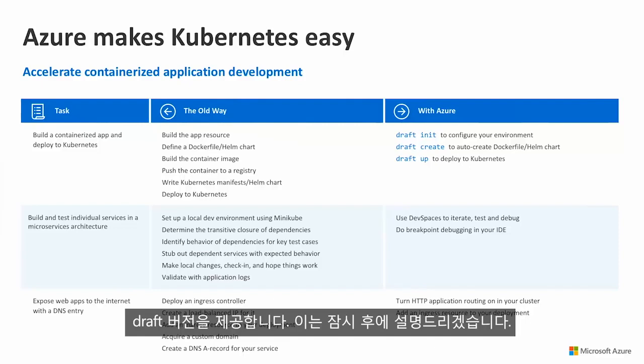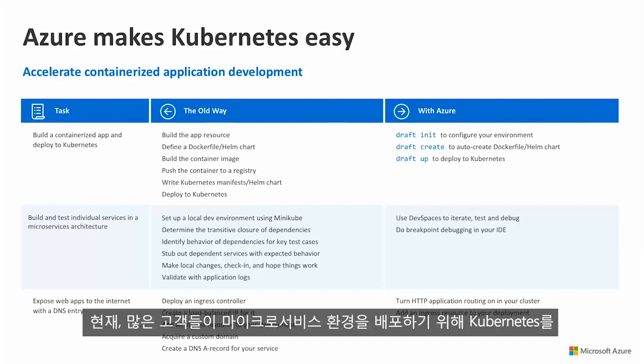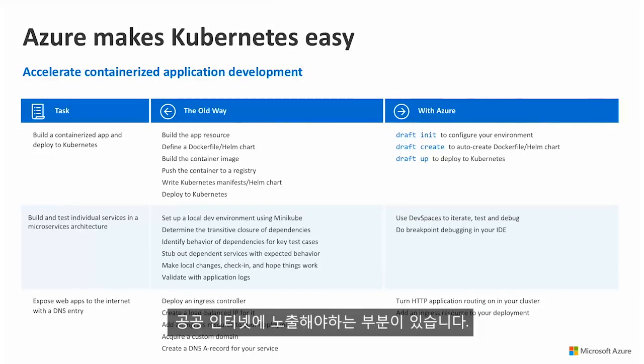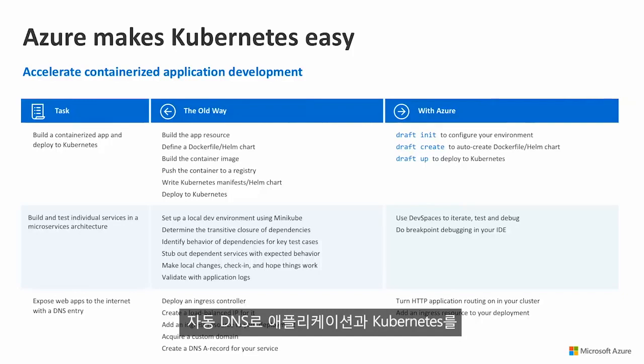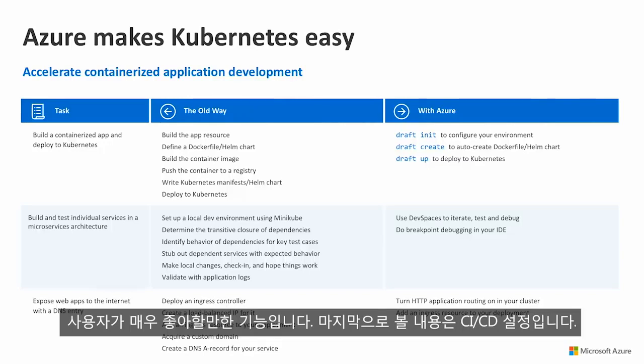The last thing I want to point out here is HTTP application routing. A lot of folks are using Kubernetes in the wild to deploy microservice environments. Usually those microservice environments will have some part which needs to be exposed to the public internet. By using this HTTP application routing feature, which is just a toggle inside of AKS, you can get automatic exposure of select groups of applications in Kubernetes with automatic DNS, and a lot of work that didn't have to get done for users here. So it's an extremely compelling feature and something a lot of customers are quite happy with.